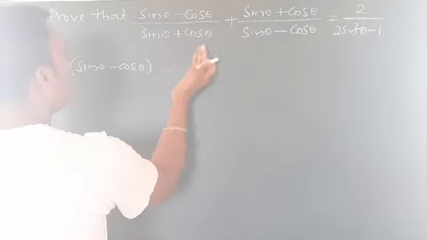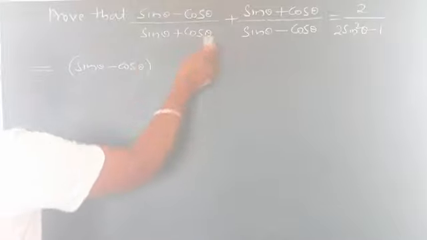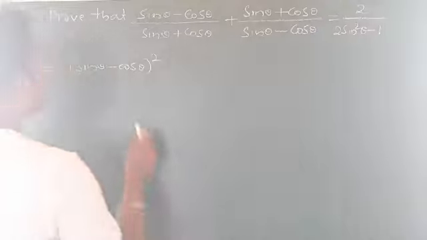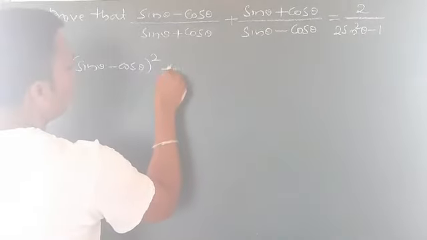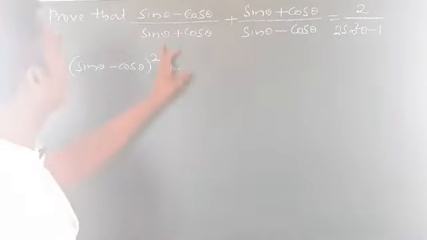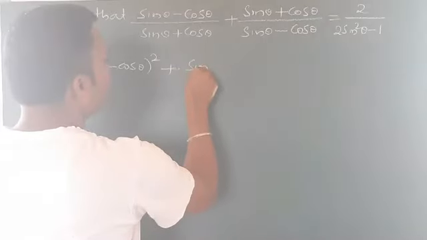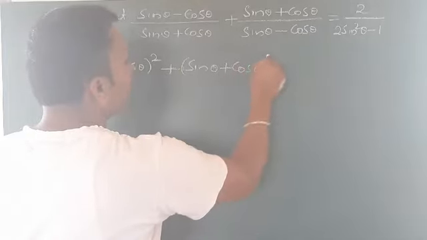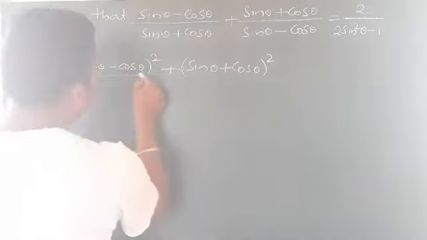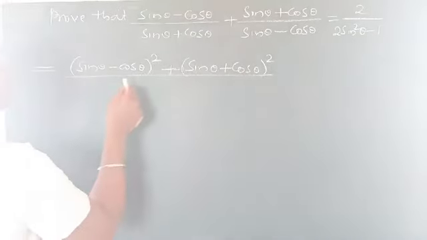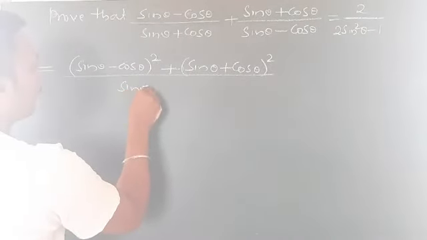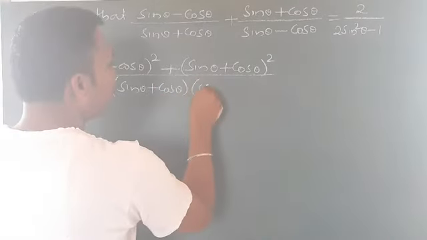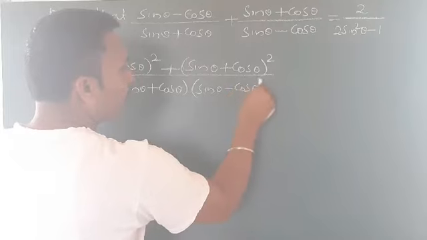Okay, so let me directly write this one, (sin theta minus cos theta) whole square, because both are the same quantity. Now plus, we have next again, this into this, so this becomes (sin theta plus cos theta) whole square. Its total divided by (sin theta plus cos theta) in one bracket and (sin theta minus cos theta) in another bracket.